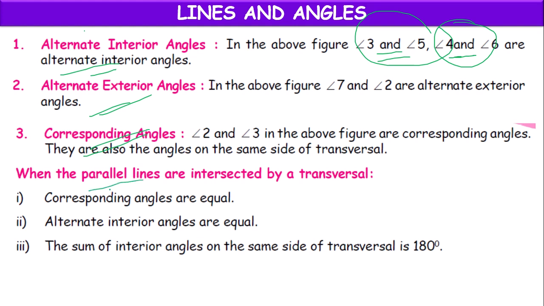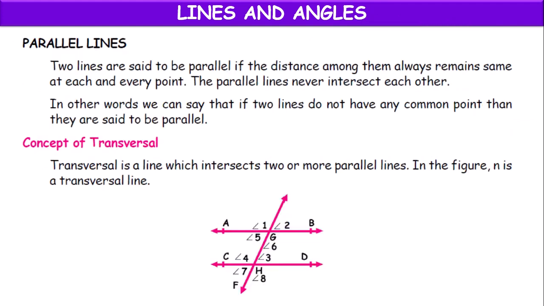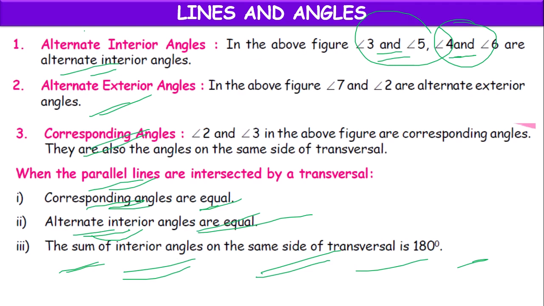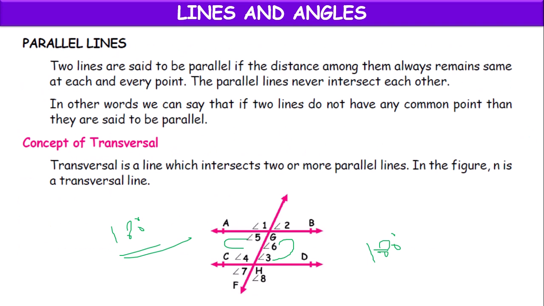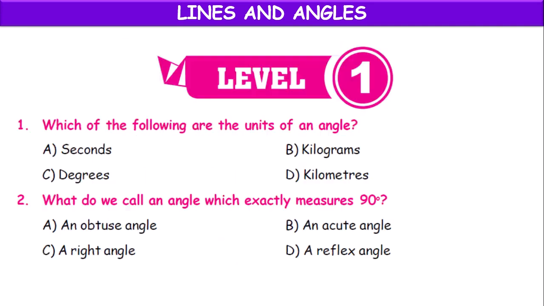So when the lines are parallel, corresponding angles will be equal, alternate angles will be equal, alternate interior angles will be equal. Sum of interior angles on the same side of the transversal means co-interior angles. 6 plus 3 equal to 180 degrees or 5 plus 4 equal to 180 degrees. These are the concepts which we have learned in this chapter. Now let's solve the Olympiad problems from level 1 practice sheet.